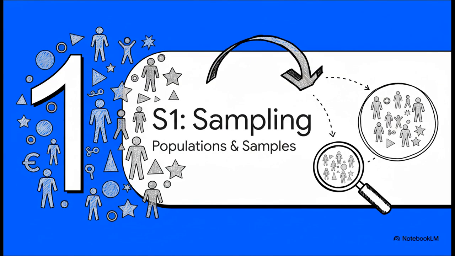First up, S1, sampling and populations. The big idea here is actually pretty simple. How can we learn about a massive group of people or things without testing every single one? Well, you do it by taking a small, smart slice. It's kind of like a chef tasting a tiny spoonful of soup to know what the whole pot tastes like.